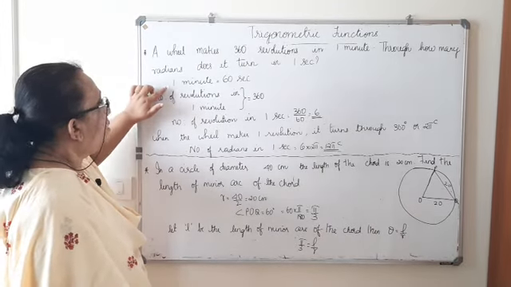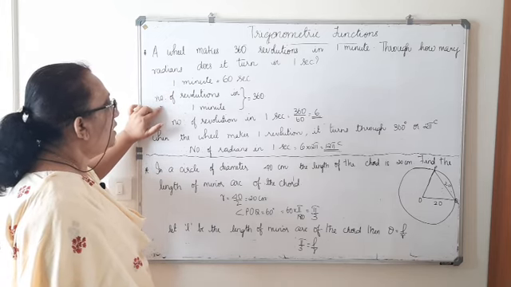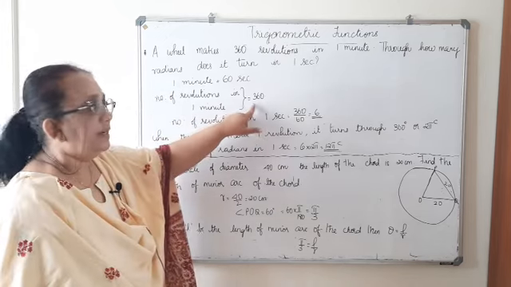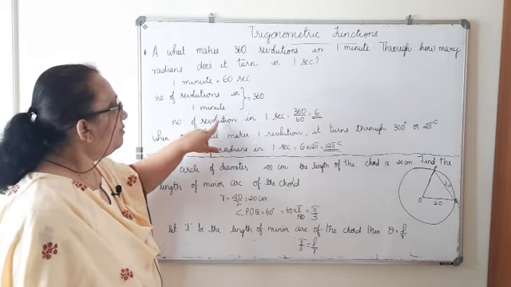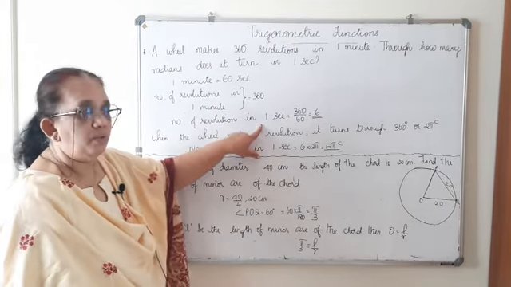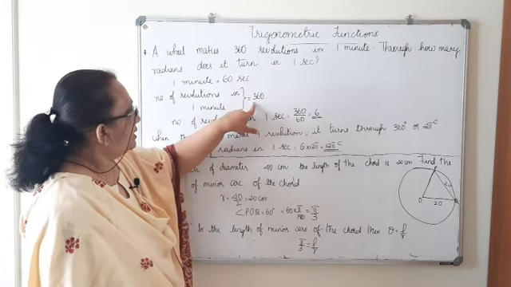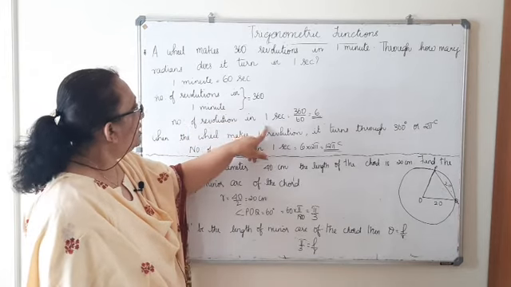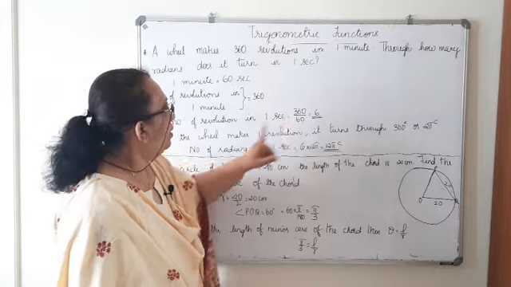1 minute is equal to 60 seconds, and the number of revolutions in 1 minute is equal to 360. So the number of revolutions in 1 second is equal to 360 by 60, which is equal to 6.